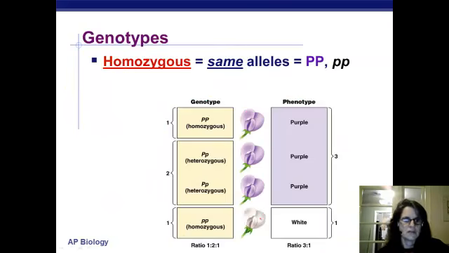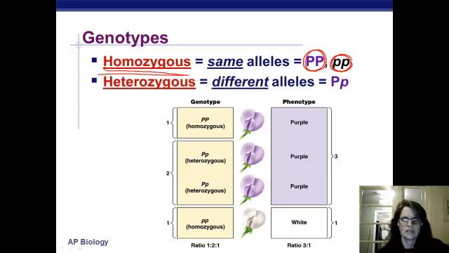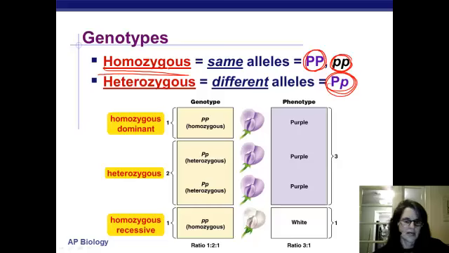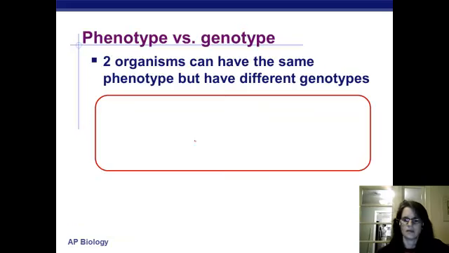Okay? Remember these words. Homozygous means we have the same alleles in the individual, big P, or little p, they're both the same. Heterozygous means we have an individual that has 2 different alleles, big and little. Okay? Homozygous dominant means obviously big. Homozygous recessive means little. Heterozygote is the big little combination.